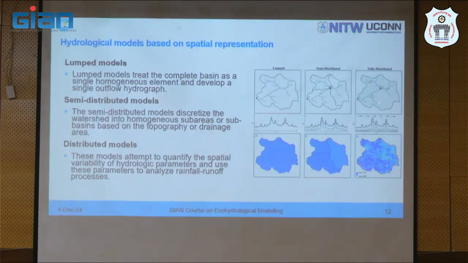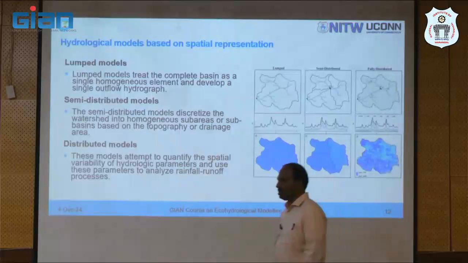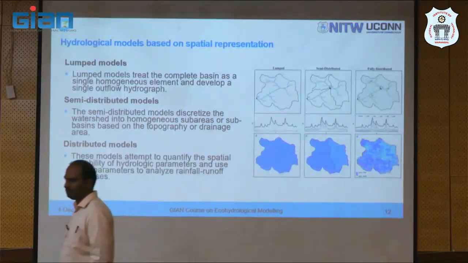The last one is fully distributed. Fully distributed is where you see the entire variation, probably a grid based model, right. Now the question comes, which model should I consider? Which is the best one?